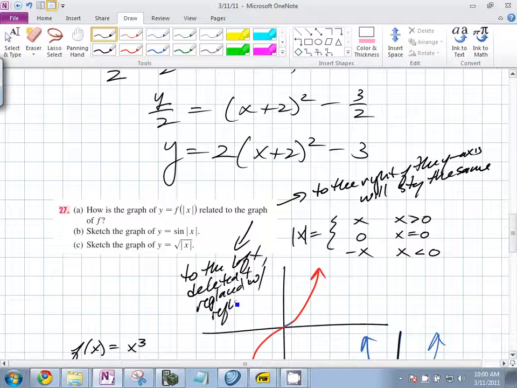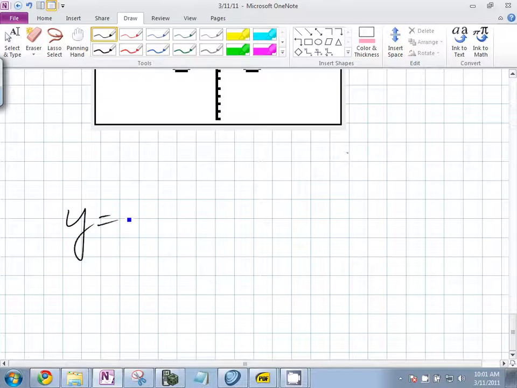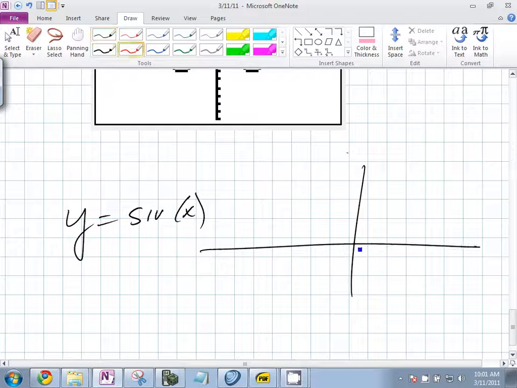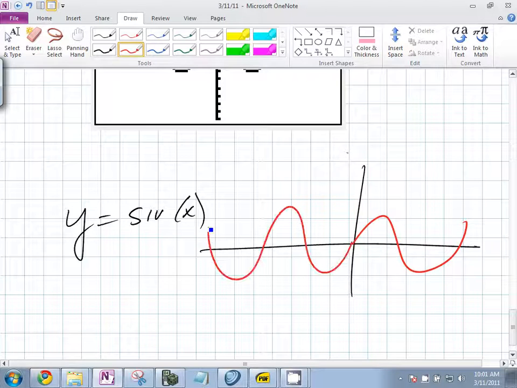Sketch the graph of sine of the absolute value of x. It's close. Sine of the absolute value of x, everybody. What does y equals sine x look like? What does it go through? It goes through the origin, right? Does it go up or down from the origin? It goes like this, right? So what happens? You delete that side, and what does it become? Like that. Cool, huh?